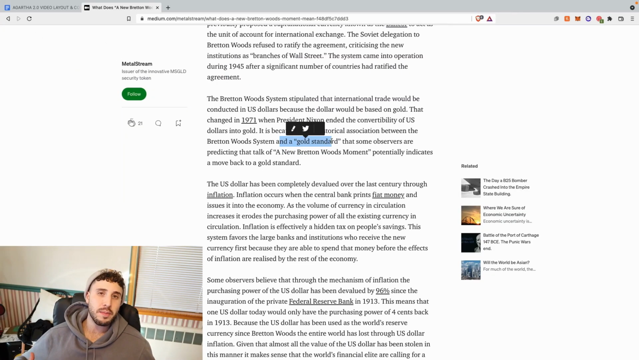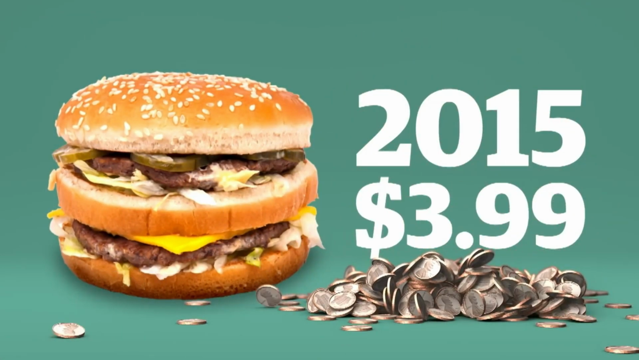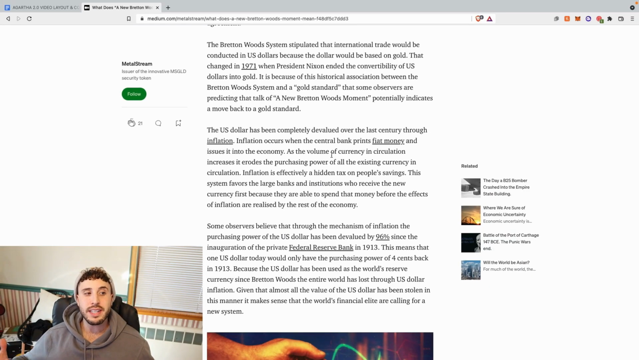So she had mentioned it could be a cryptocurrency backed by precious metals or a basket of commodities or currencies. So it's very interesting how things are lining up. The US dollar has been completely devalued over the last century through inflation, and we just learned about that. Inflation occurs when the central bank prints fiat money and issues it into the economy. As the volume of currency in circulation increases, it erodes the purchasing power of all the existing currency in circulation.